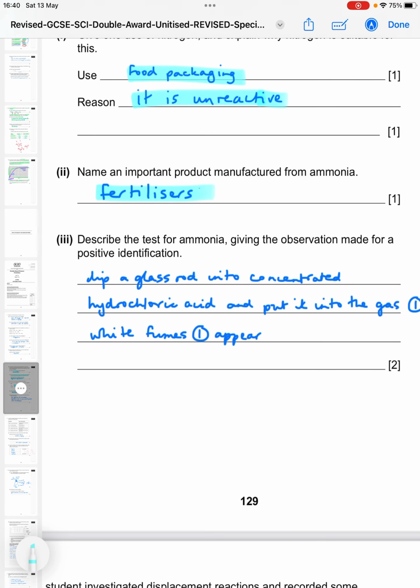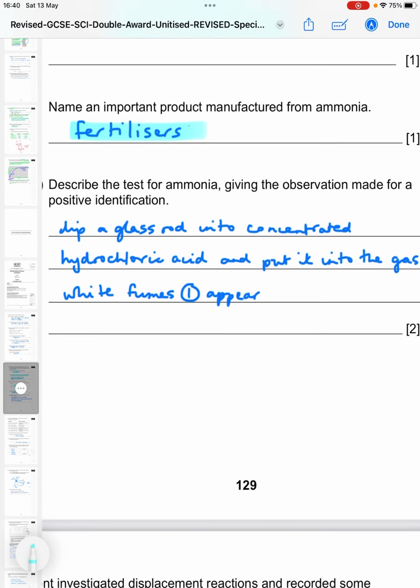Name an important product manufactured from ammonia. Well, fertilizers. You could also say explosives, I suppose, but fertilizers was the one on the mark scheme.